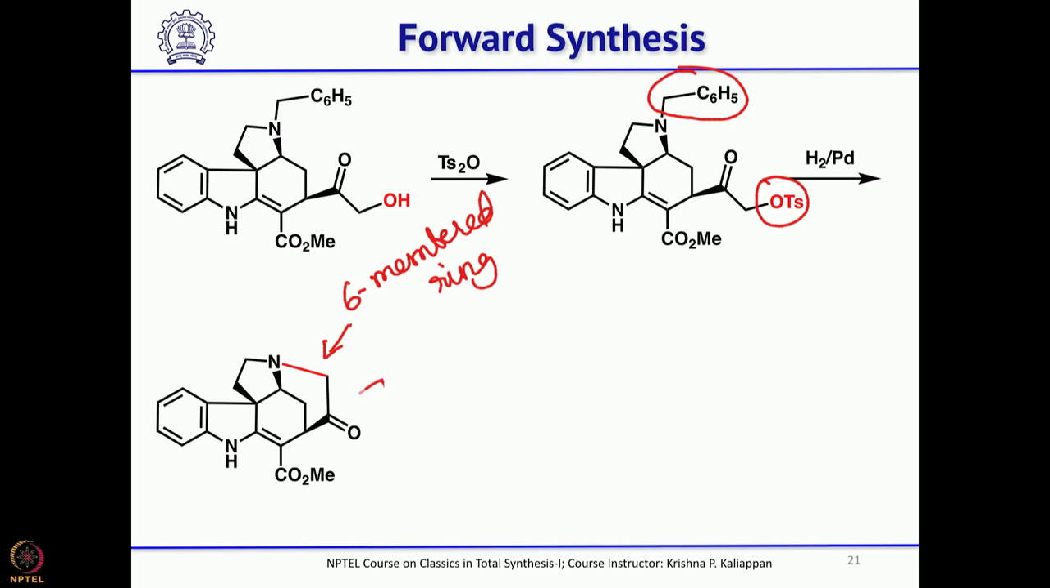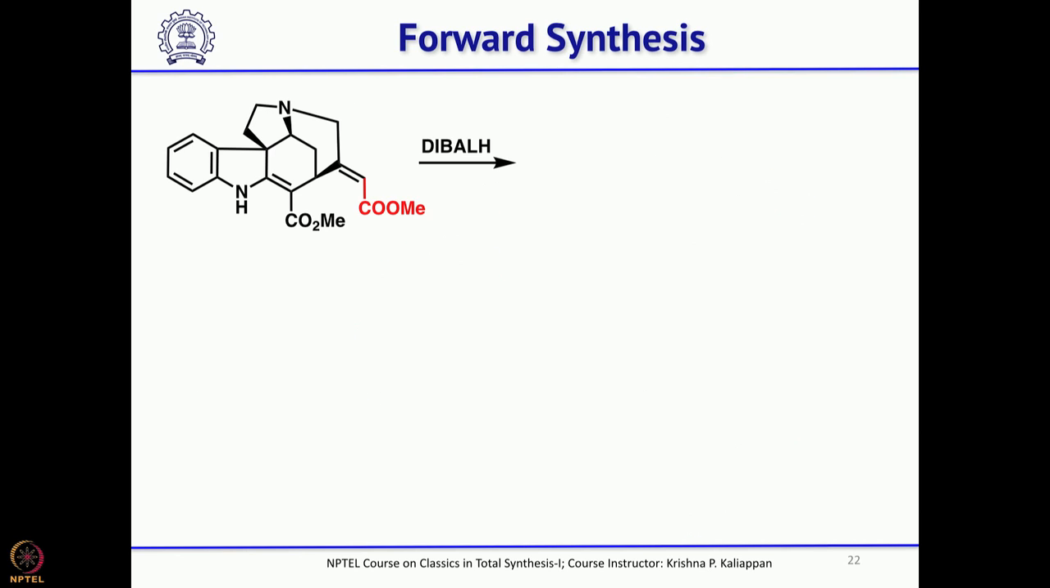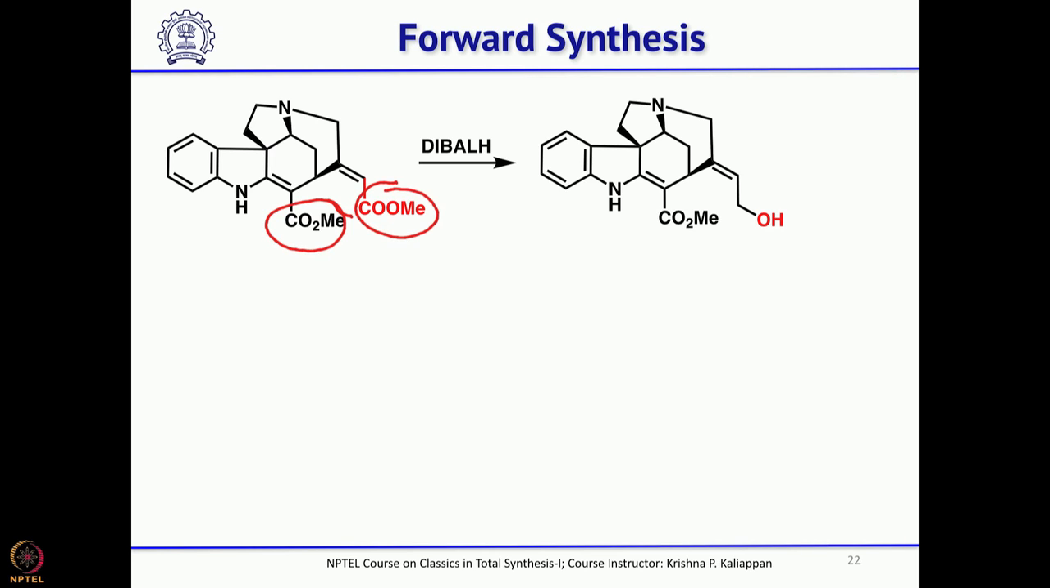So what is required? You have to add the 2-carbon unit and then cyclize, and then you get the isostrychnine structure or Wieland-Gumlich aldehyde. So he did a Wittig reaction. The Wittig reaction gave a mixture, then the required one he took and treated with DIBAL. This is not as reactive as this, so one can selectively reduce that to get the alcohol.